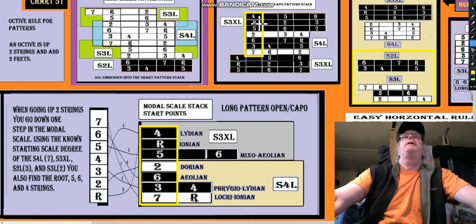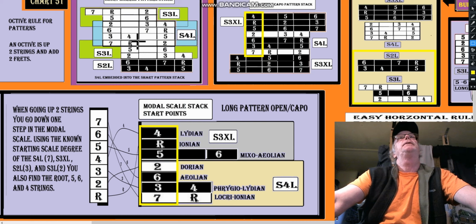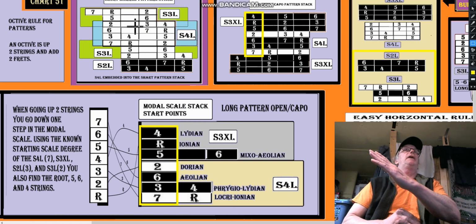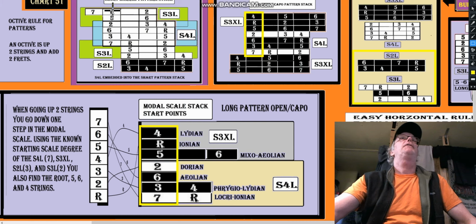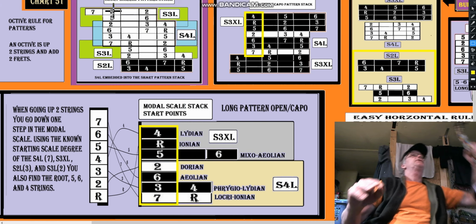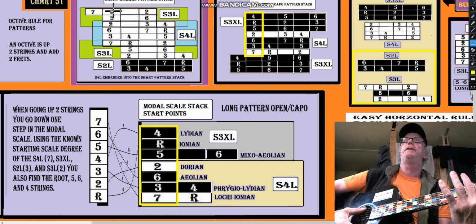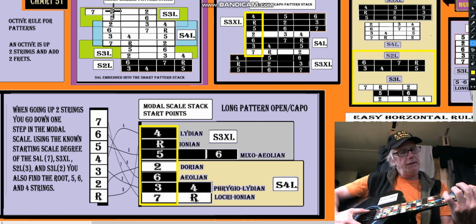Now when we implement the S3XL into the regular pattern over here, the barred pattern that goes off to the left there, right? It goes off to the left here. And the problem is, if we start that pattern, if your capo or fret note is here, right?